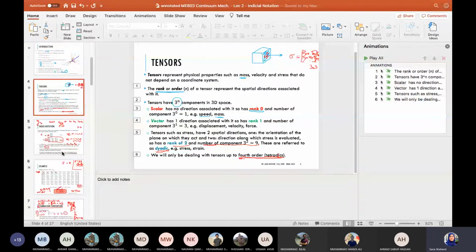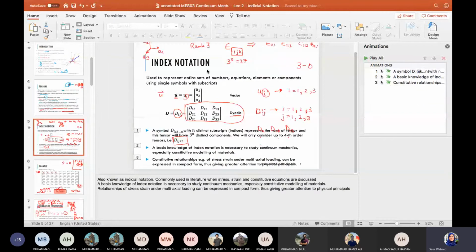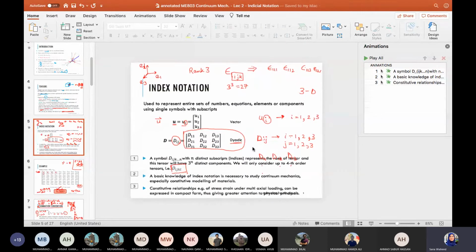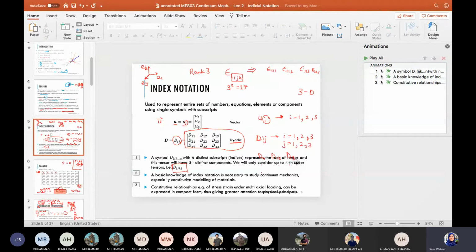Now, then we moved on to discussing in great depth what index notation is. I'm so sorry for how messy this is, but I'm using the annotated slides that we had from last time. I hope maybe it'll just jog some of your memory. So the point was that we use this subscript i or j or k and so on to represent each of the components of a tensor.